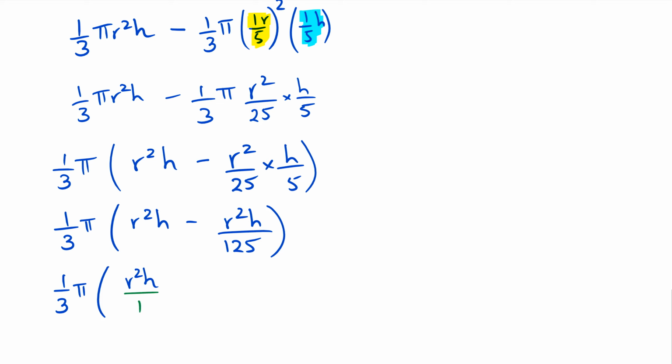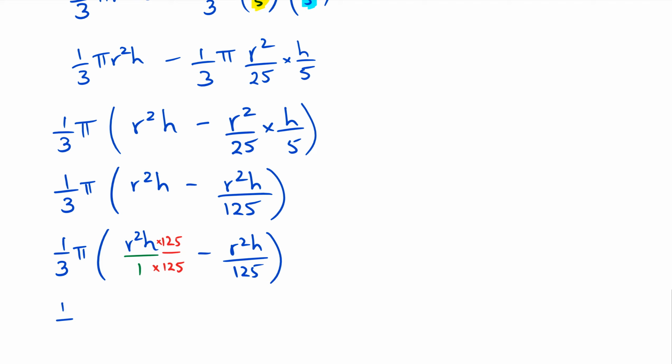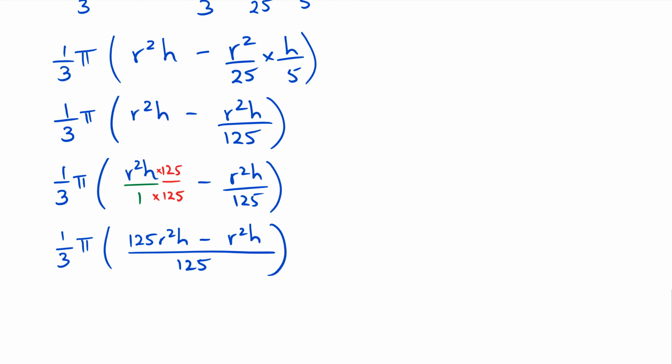So if it's over 1, and we want to have 125 instead of that 1, we've got to multiply the denominator by 125 and the numerator by 125. So when we do this, we're going to get 1/3 pi, still nothing happens to it, it's outside. We're going to get 125 r squared h minus 1 r squared h, and now the whole denominator is 125. So we keep going. We're going to get 1/3 pi, and 125 minus 1 is 124 r squared h, and that's divided by 125.